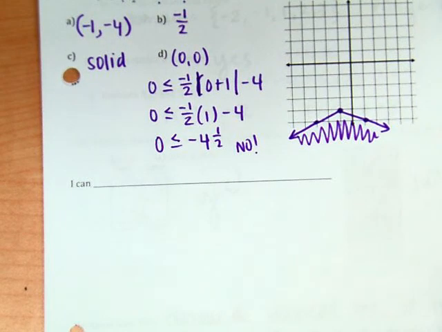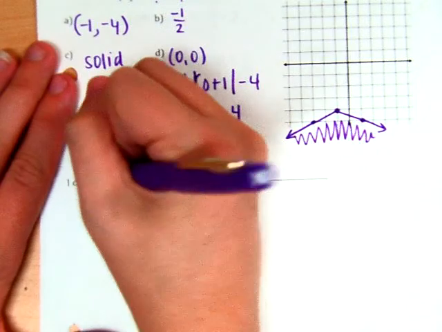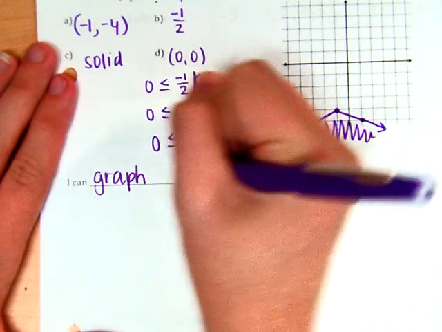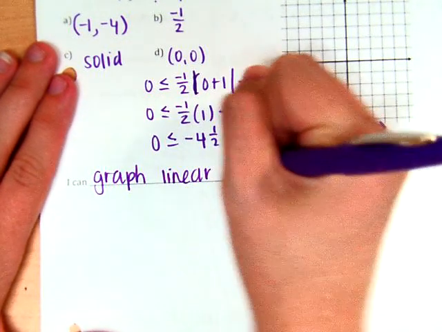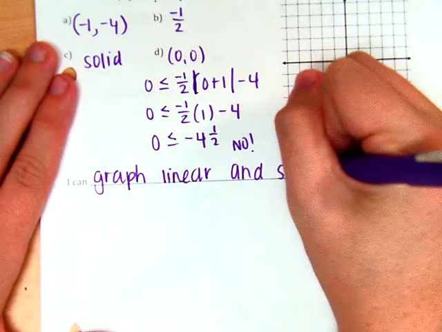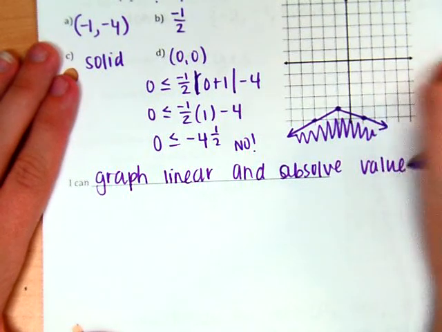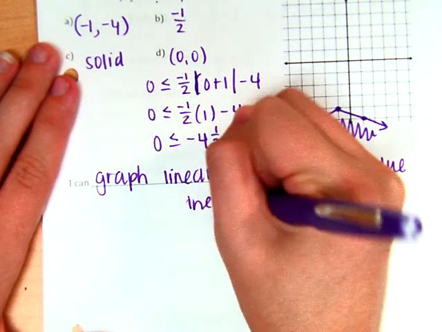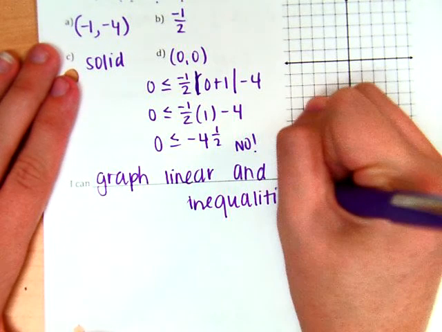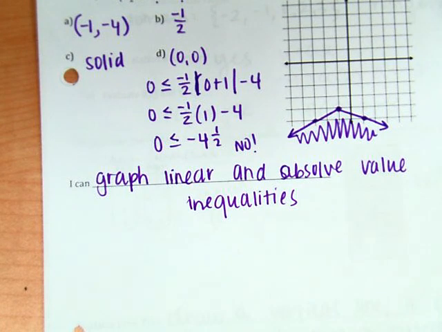What did we learn how to do today? I can graph linear and absolute value inequalities. There you go. That's a wrap on chapter 2.